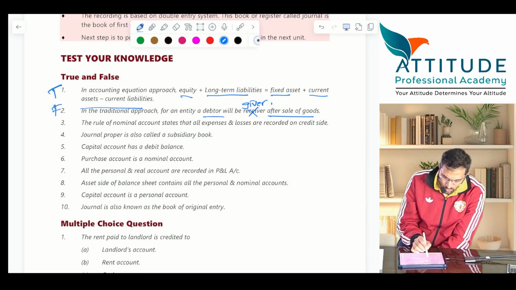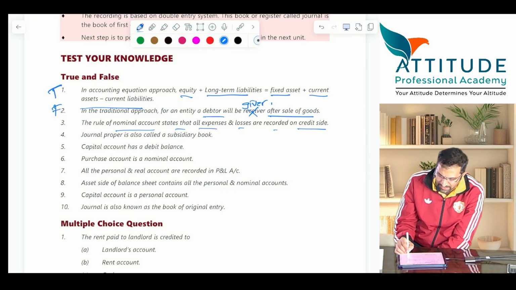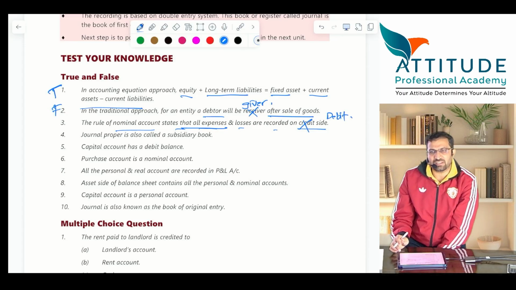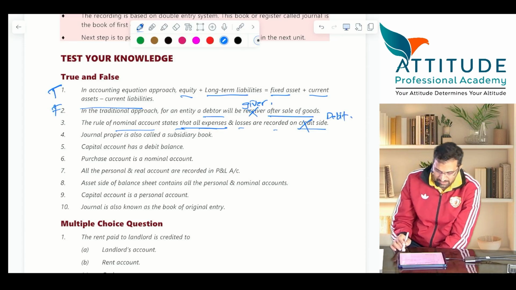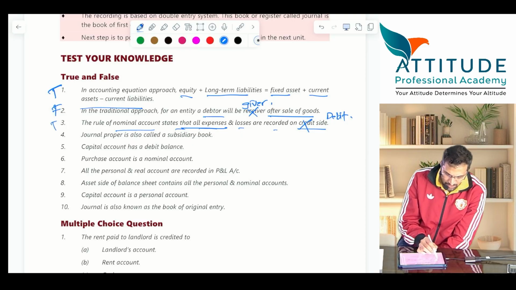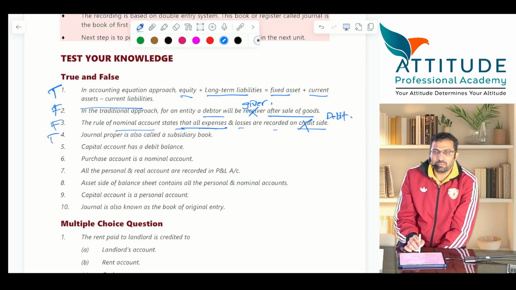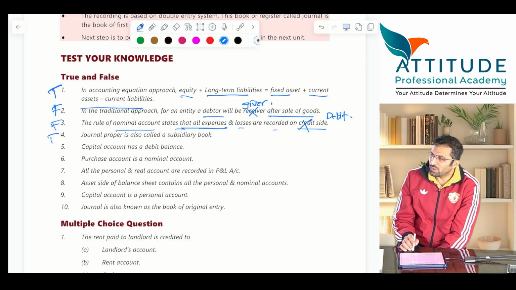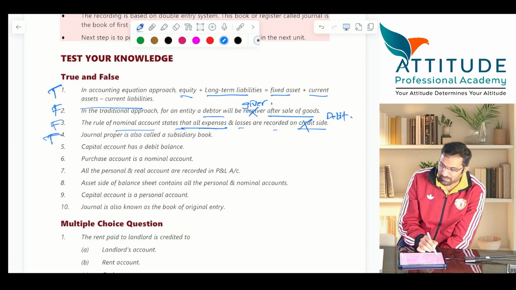Next, the rule of nominal account states that all expenses and losses are recorded on credit side. Sorry, all expenses and losses will be recorded on which side? Debit side, because all expenses and losses will always show a debit balance. ये भी false है. Then the journal proper is called a subsidiary book. True, because there are 8 subsidiary books. One of them is journal proper.